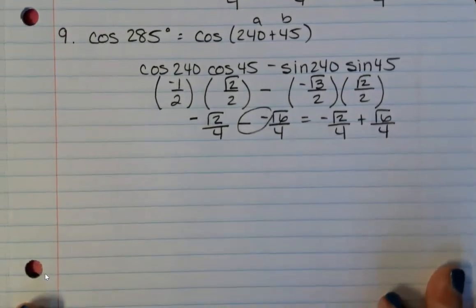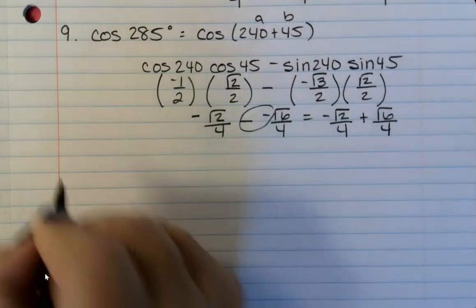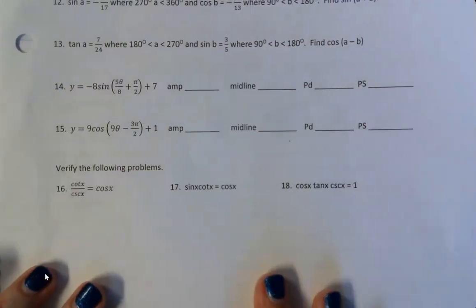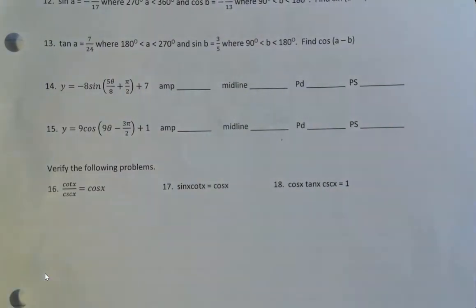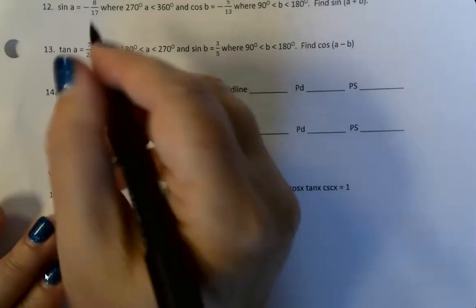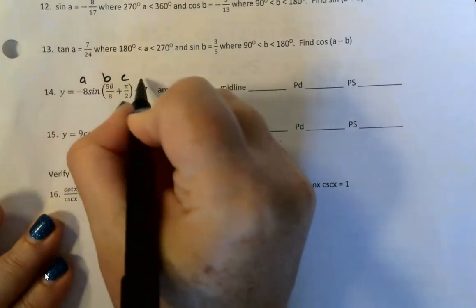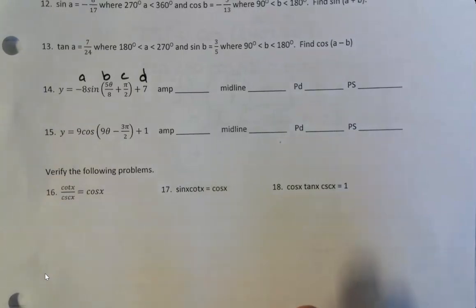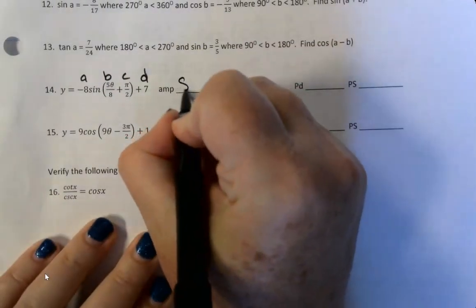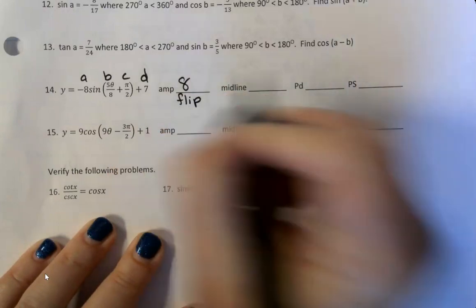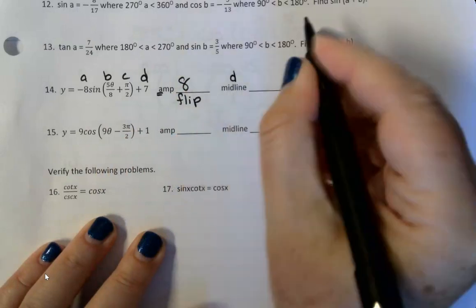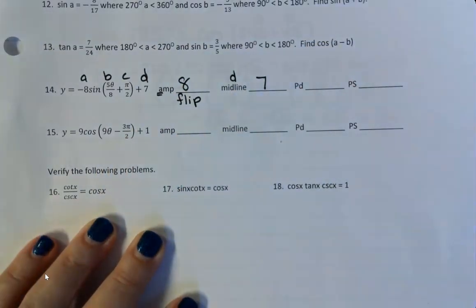Okay. So now we're jumping back to 14. Okay, so number 14, amplitude. So remember A, B, C, and D. Be careful, amplitude can never be negative, so my answer here is not going to be negative 8, but just 8 and a flip. Midline is going to be your D value, so here's A, midline's your D, so the answer is 7.